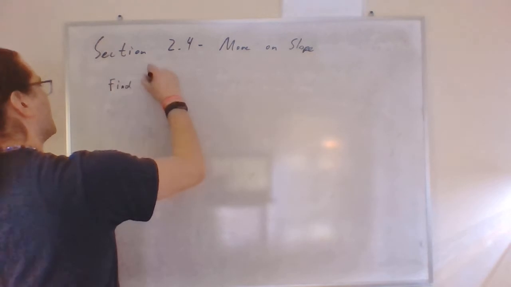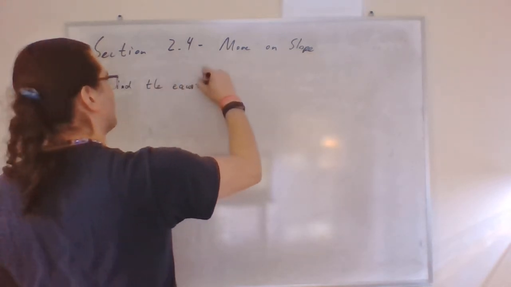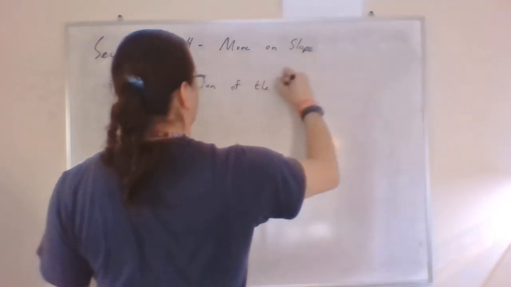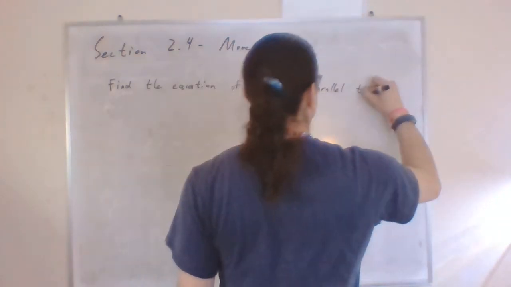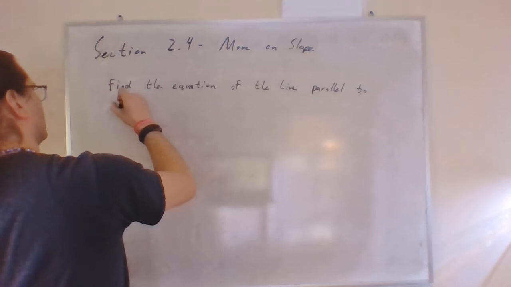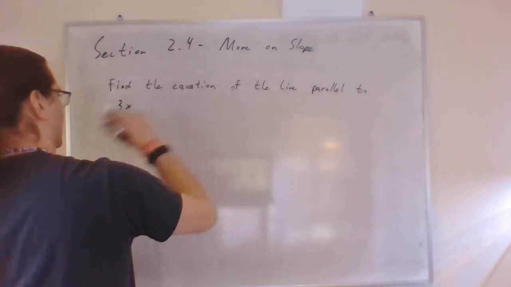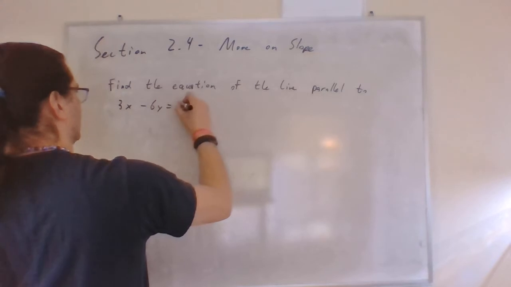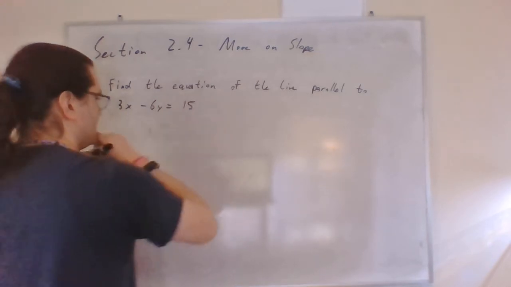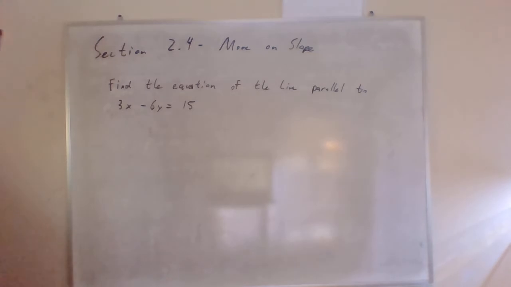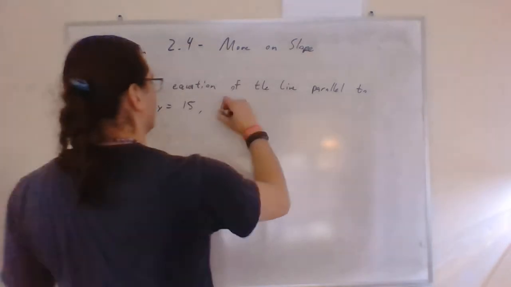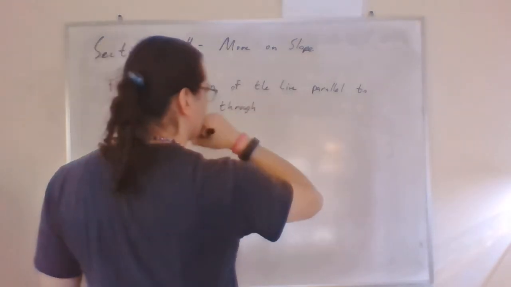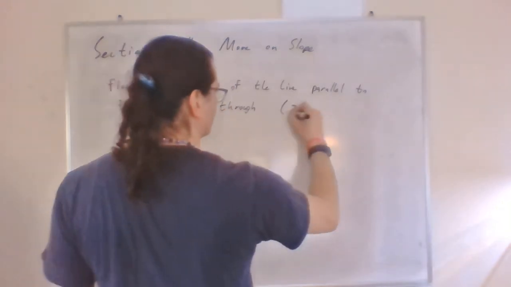Let's find the equation of the line parallel to, we'll do a standard form thing. Let's do 3x minus 6y equals 15. Sure, that one seems good. I want the equation of the line parallel to 3x minus 6y equals 15 through, let's send it through the point (2, 4).